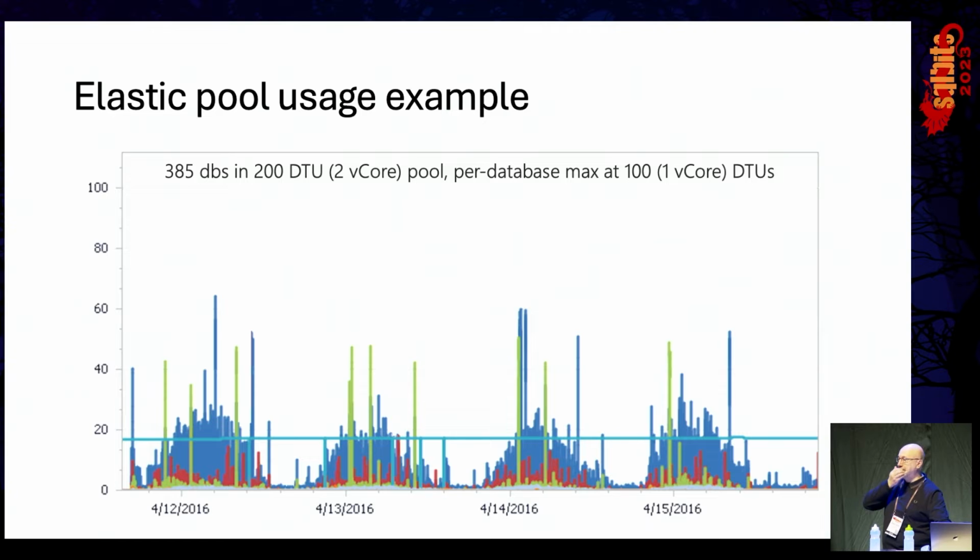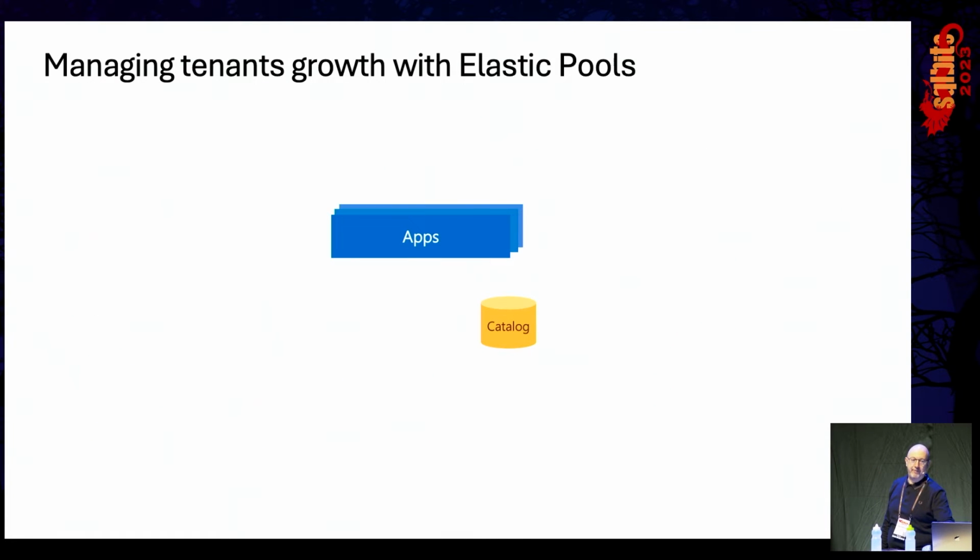What we see effectively is that if we do some sort of capacity planning and we organize our pool, this is an example of a 1 vCore pool hosting 385 databases. We see that individual databases are going up and down, but the total amount of utilization for the pool is still under control, so we have room for even more tenants in this kind of shared environment, right?